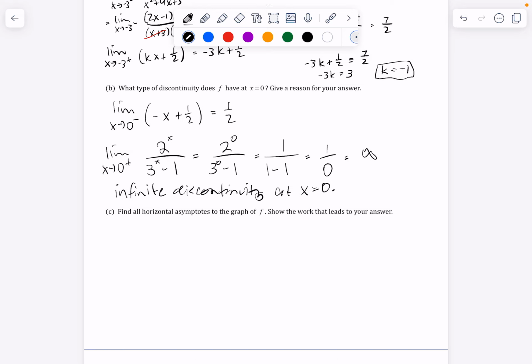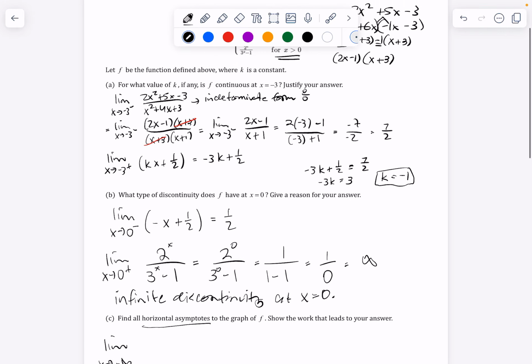For part C, we want to find all horizontal asymptotes to the graph of f and show the work that leads to our answer. So we need to remember that in order to find a horizontal asymptote of a function, we need to find the limit at infinity and the limit at negative infinity. So we will start with the limit as x approaches negative infinity.